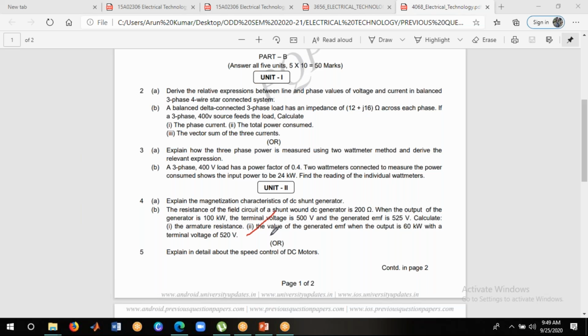So okay students, this is about today's class. Up to now we ended the first unit. Prepare the first unit well in two days, and from next week onwards we are going to start the second unit, that is DC motors. I'm going to end this class now. Thank you.